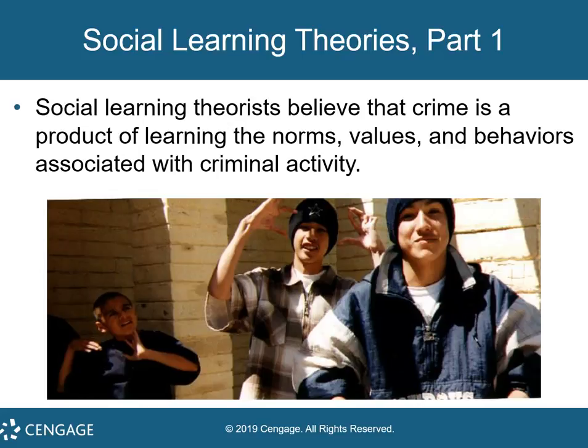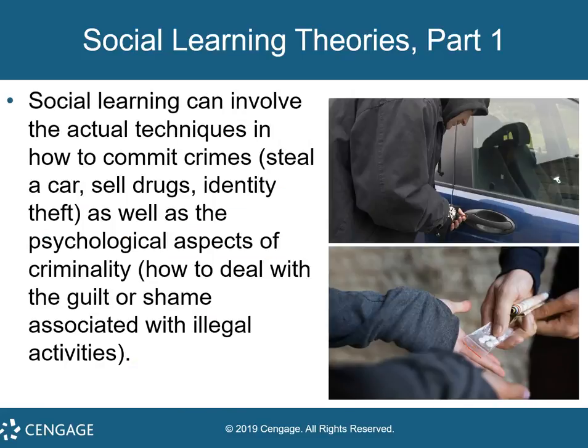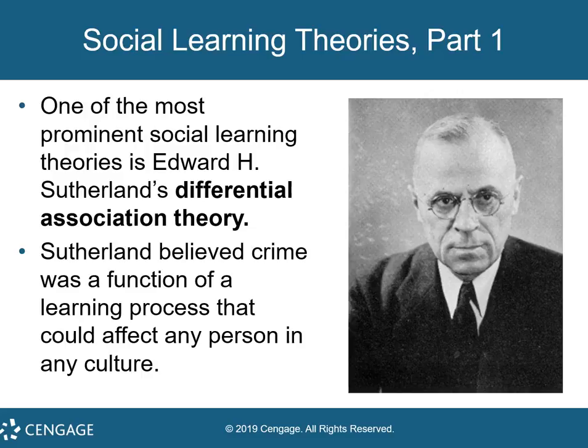So we know social learning theorists believe that crime is a product of learning the norms, values, and behaviors associated with criminal activity. And social learning can involve the actual techniques of crime, like how to steal a car or sell drugs, as well as the psychological aspects of criminality, how to deal with guilt or shame, or something similar. So we kind of covered that. One of the most prominent social learning theories is Edwin Sutherland's differential association theory.